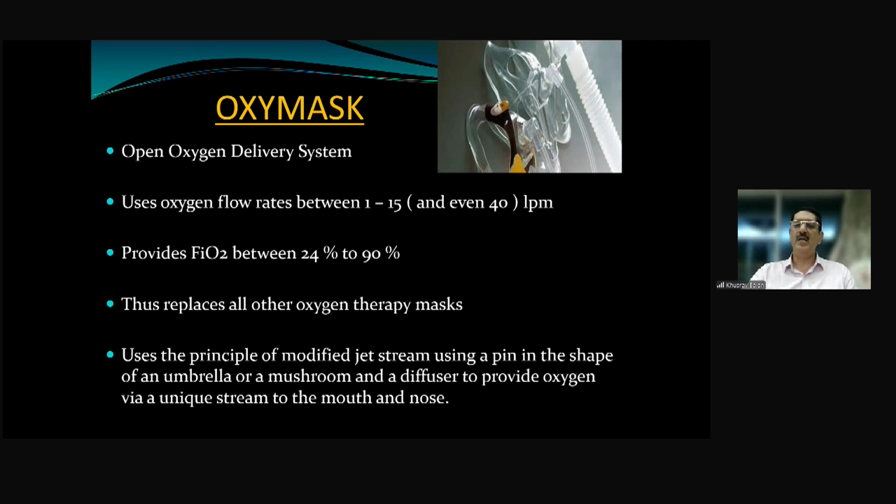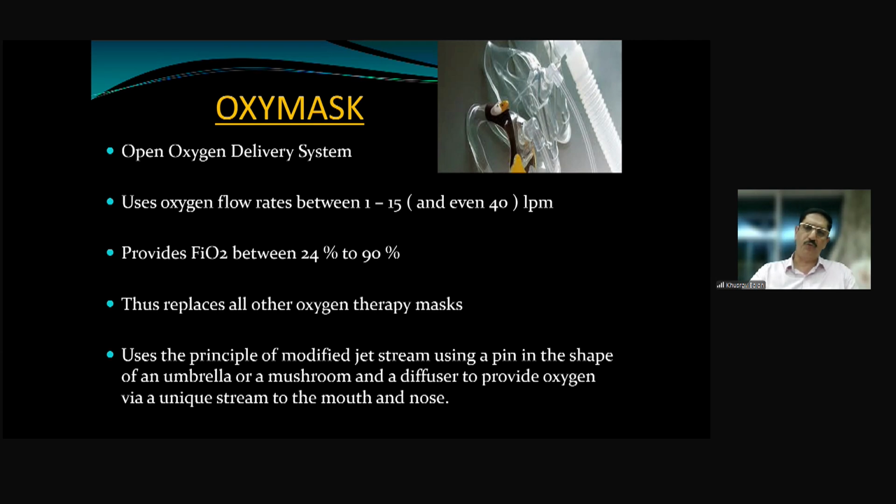So it is open. You have lots of holes, so you can even drink and talk through it. And it does not have to have a tight fitting mask. So how does it give you oxygen across the board, across the spectrum, from as low as 24 to as high as 90 or 100% as compared to even a non-rebreathing mask?